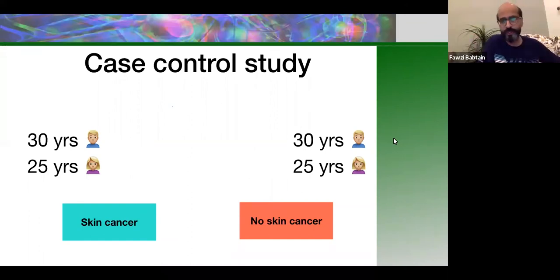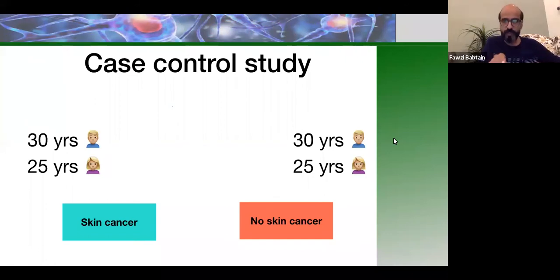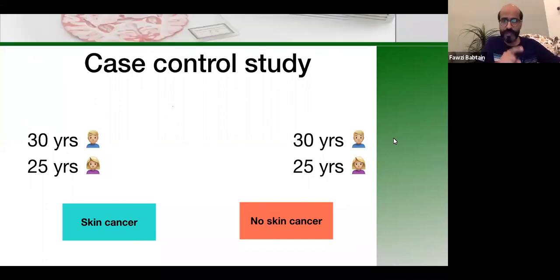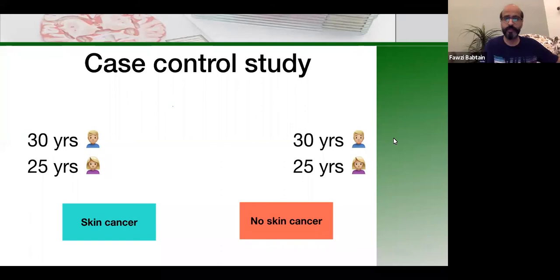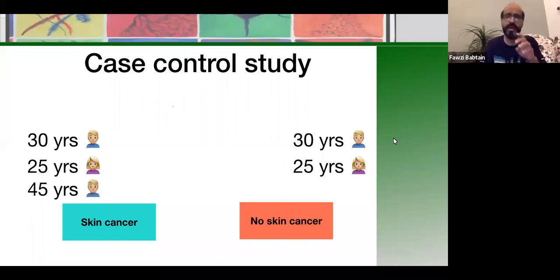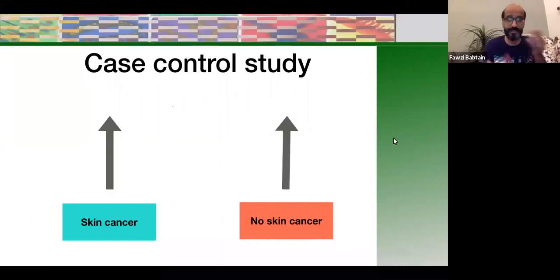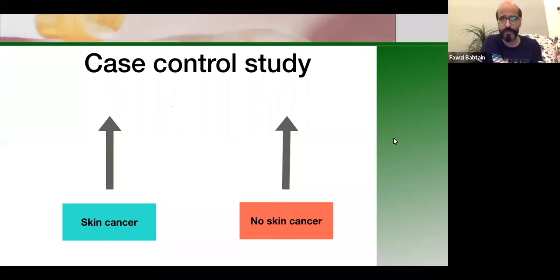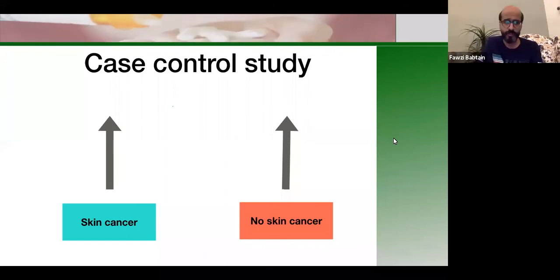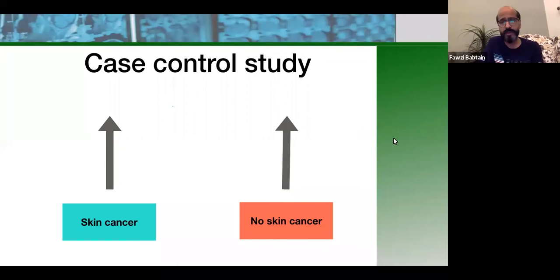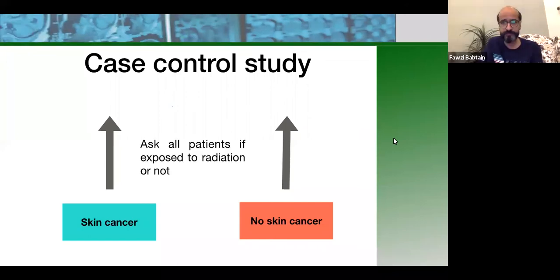So this is what we call a case control study matched for age and sex to come up with the equal groups. You don't have to have a matched study, but it is a better way to really come up with matched case control. And then again, you ask in the past, exposed or unexposed.